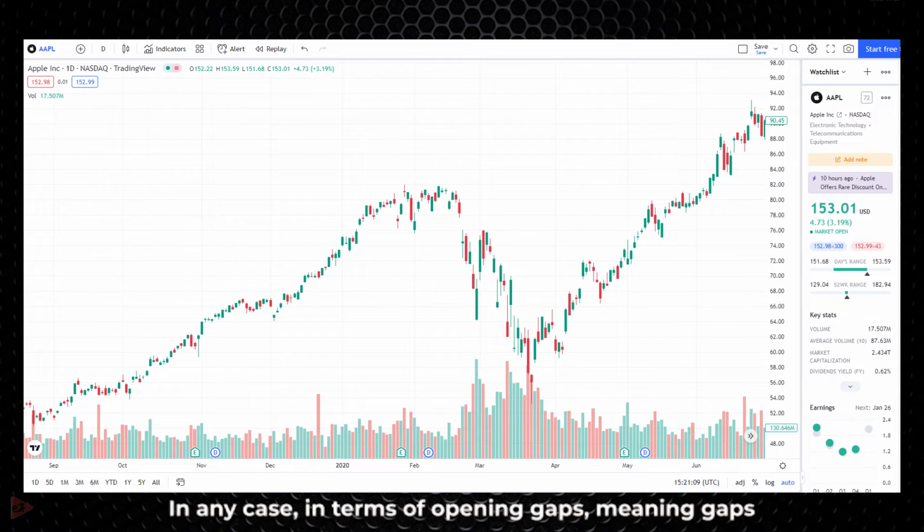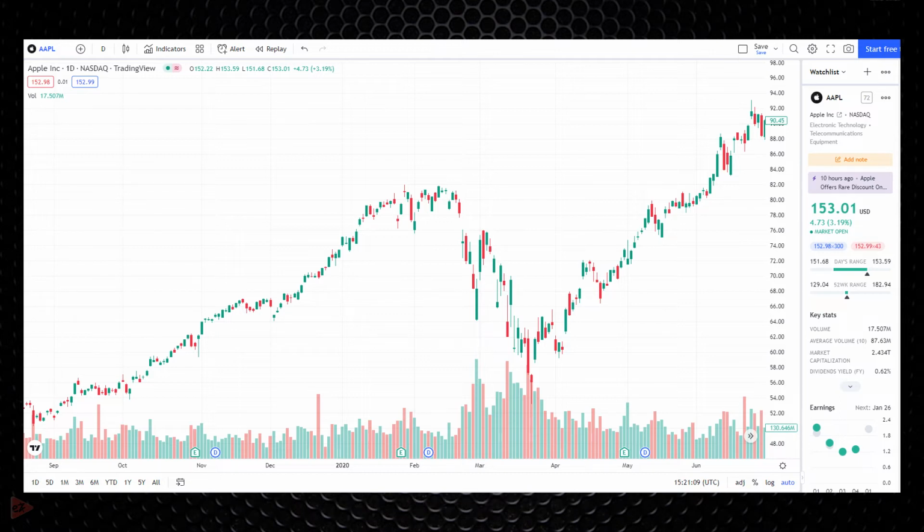In any case, in terms of opening gaps, meaning gaps that occur from one trading day to the next, the general rule is that if the gap doesn't get filled within the first half hour of trading during that day, the chances are that the trend will continue in the direction of that gap and that it actually won't end up getting filled. As with anything else in technical analysis, proper risk management is always key.